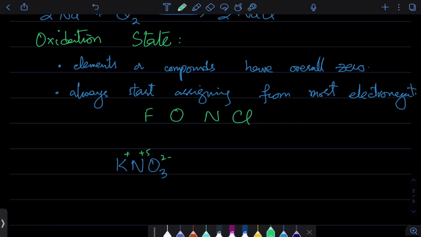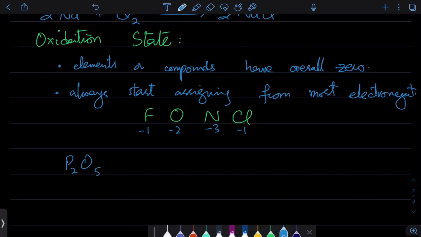ठीक है? So based on this idea that you start assigning from the most electronegative, and the standard values are pretty straightforward. Standard values are -1, -2, -3, and -1 again. But that's not always the case. You always look at what the thing has based on the most electronegative. So for example, if I ask you to do it for, let's say P2O5. What is the oxidation state of phosphorus here?